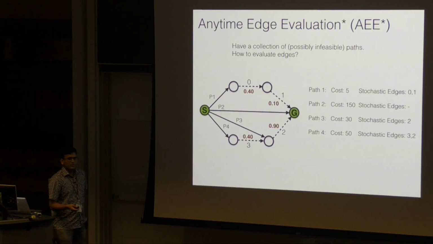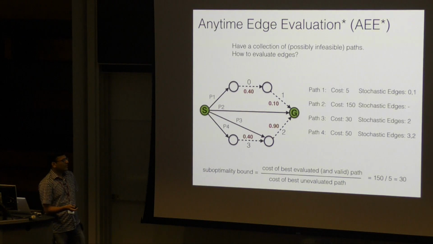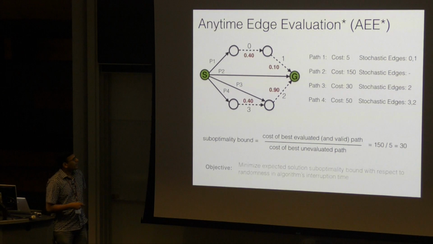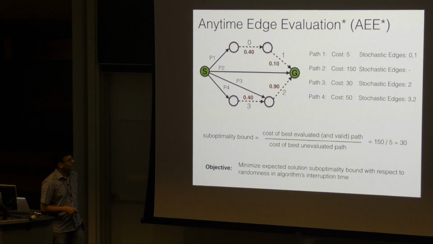And we can also compute the suboptimality bound of this solution. And how's that? So we are returning a solution of cost 150, but the best possible solution could be this one. And so the bound on our solution is really 150 by phi, which is 30. So the thing to note is at any point of interruption, we can compute a suboptimality bound on the algorithm. And as I mentioned earlier on, the goal of the anytime algorithm is to minimize this expected solution suboptimality with respect to randomness in the algorithm interruption time.